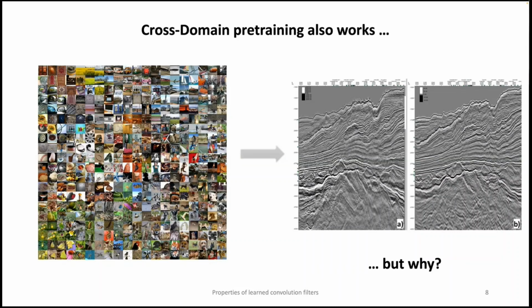They probably won't even have similar textures, but still pre-training with ImageNet helps you to classify these seismic images way better, and improves the final accuracy. And the question is why? Because, again, the images are entirely different.